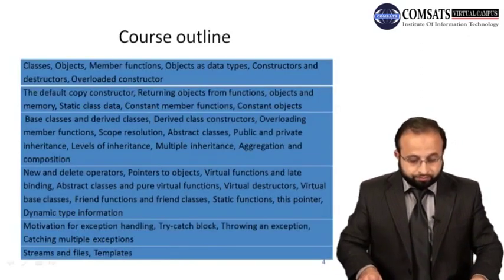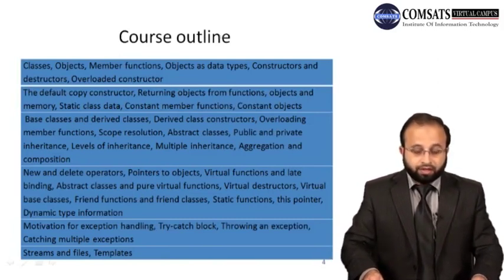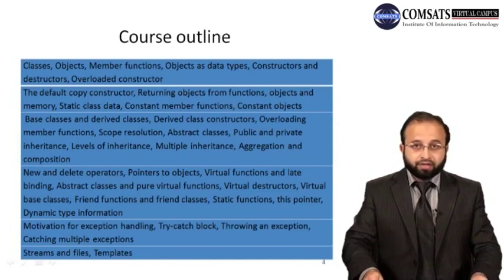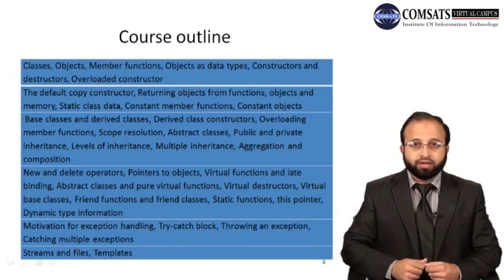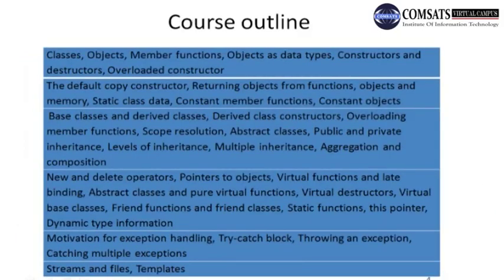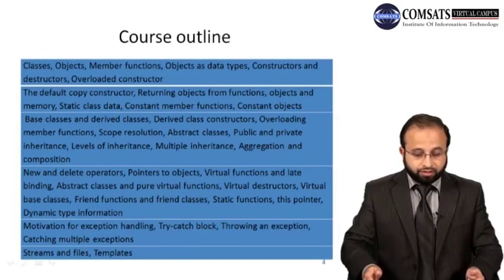Let's see the course outline. We will see first what is a class, object, and member function of a class, constructor, destructor. So basically the main concepts of object-oriented programming are the class, object, encapsulation, polymorphism, and inheritance, and these are basically the sub-concepts that lie inside these big concepts, right? Then we will see the default constructor, returning object from a function, object and memory, static class data, constant member function and constant objects, base class and derived class.